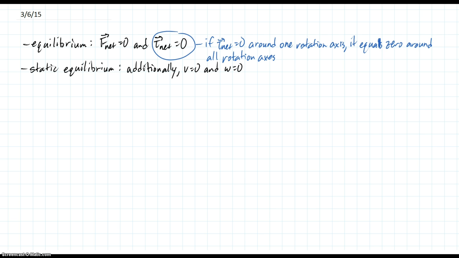From here, these problems actually look a lot like the problems that we've talked about earlier, where we need to employ both F net equals ma and tau net equals I alpha. But again, here in equilibrium, we know net force always equals zero and net torque always equals zero. One very common example that we'll see of an equilibrium problem is a problem involving a seesaw.